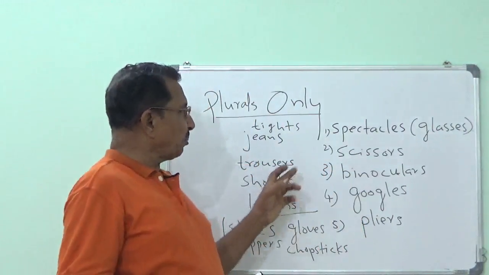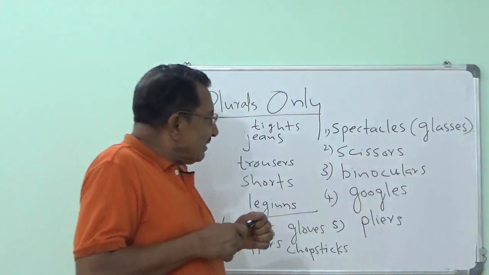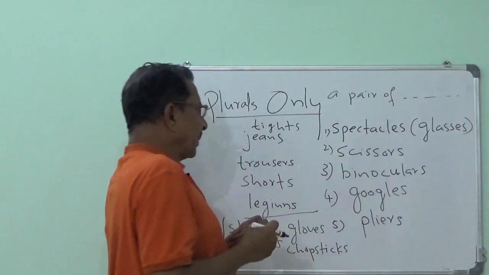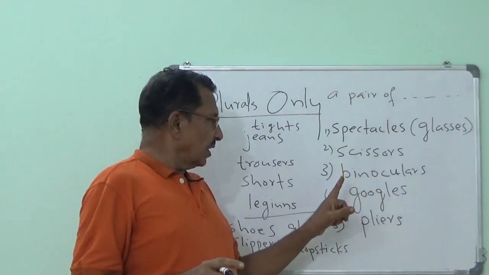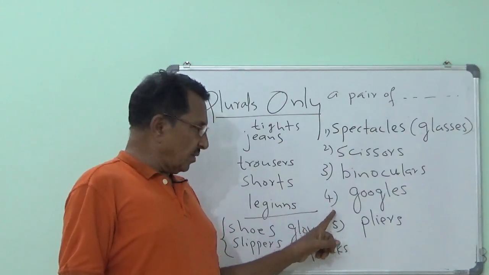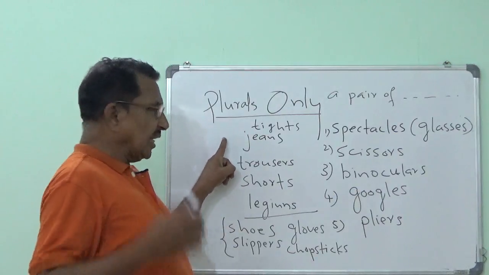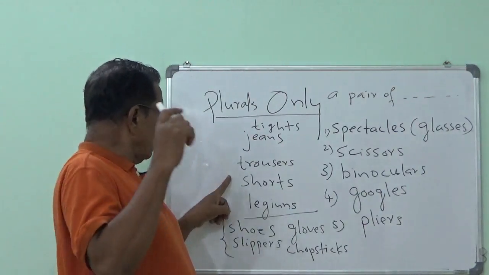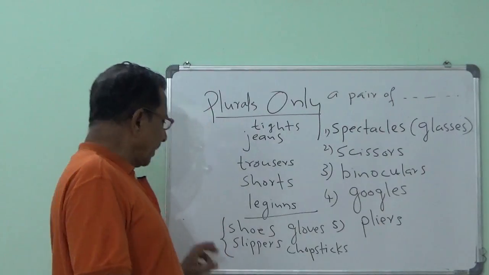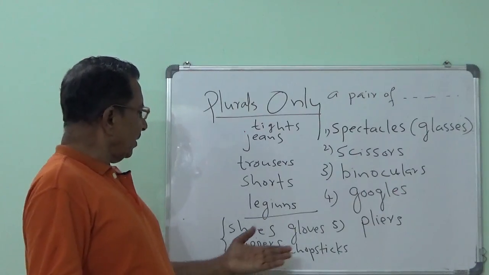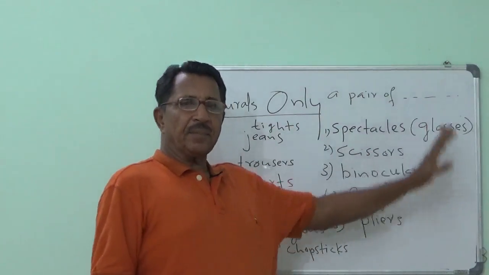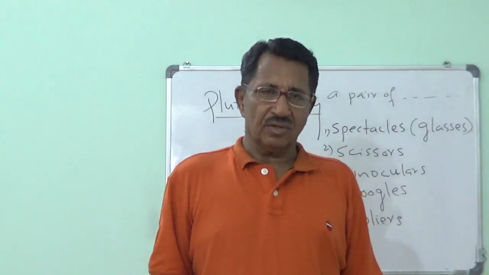In that case, suppose you are given spectacles, what will you do? Very easy. You just write before that a pair of. A pair of spectacles, singular. A pair of scissors, singular. Pair means two. So a pair of binoculars, singular. A pair of goggles, a pair of pliers, a pair of tights, a pair of jeans, a pair of trousers, a pair of shorts, a pair of leggings, a pair of shoes, a pair of gloves, singular. And slippers and socks. So all you have to do is write before these nouns a pair of. Then they become singular. Is that clear to you?